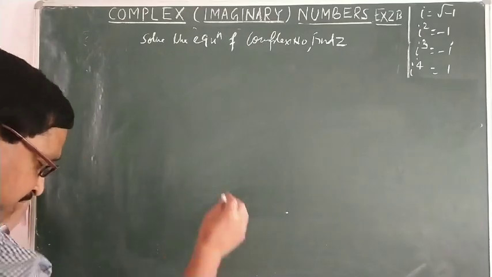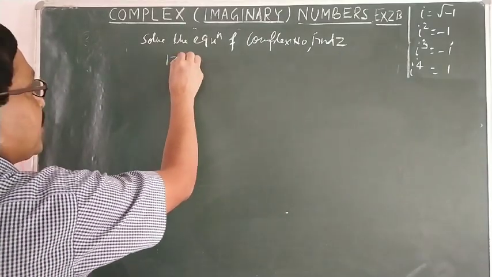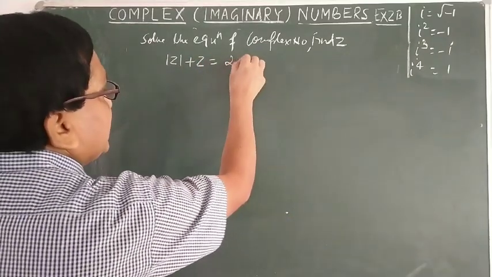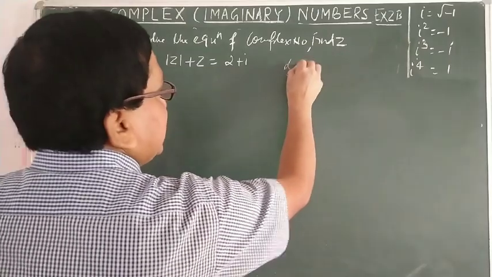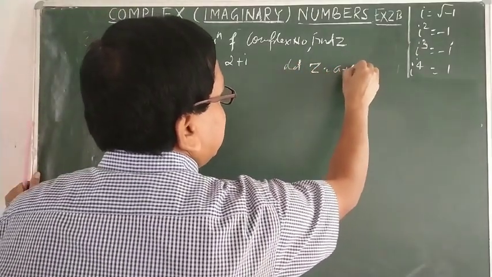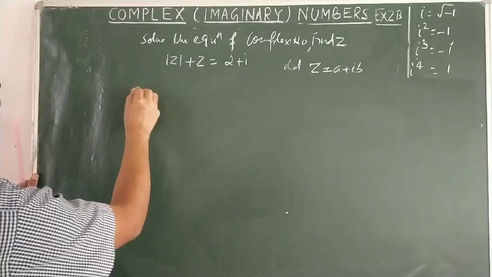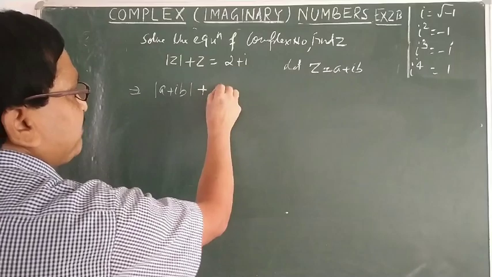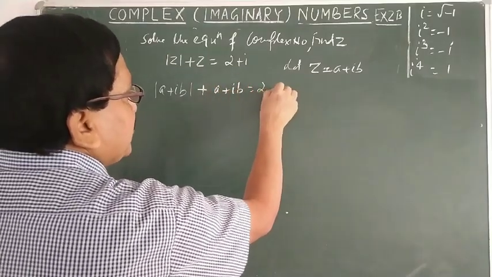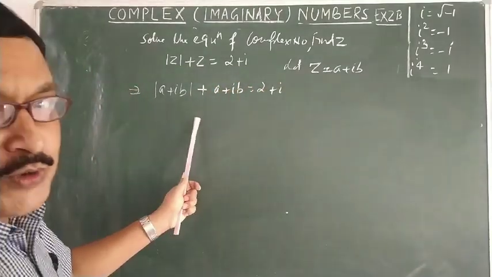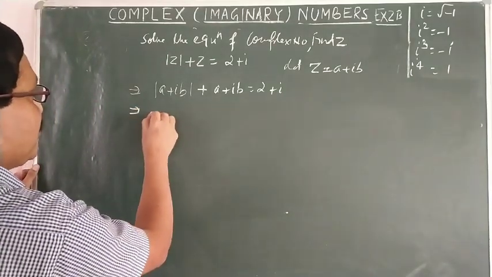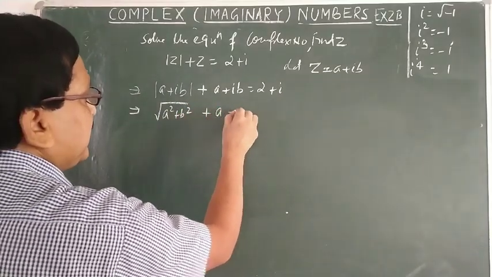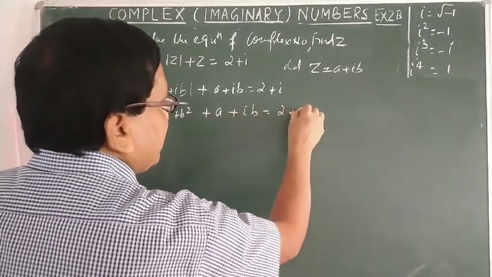So solve mod Z plus Z is equal to 2 plus i. Now let Z be equal to a plus ib. So this is mod(a plus ib) plus (a plus ib) is equal to 2 plus i. Now you know that the modulus of Z is the square root of a square plus b square. So this is root of a square plus b square plus a plus ib is equal to 2 plus i.